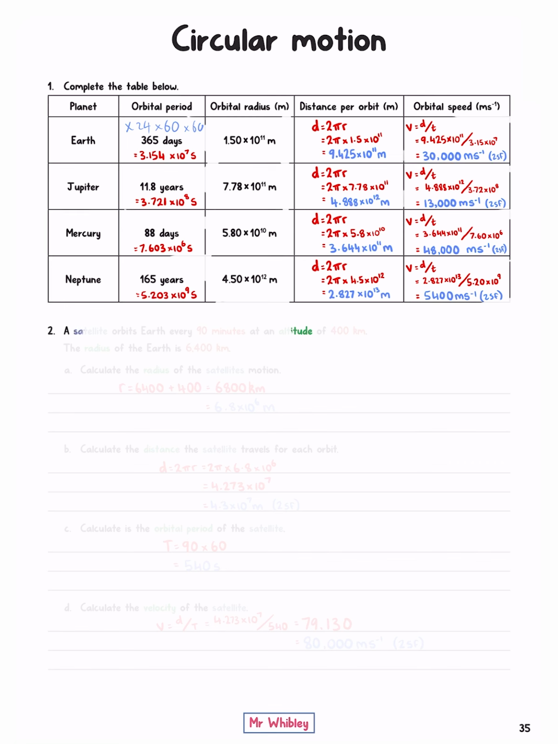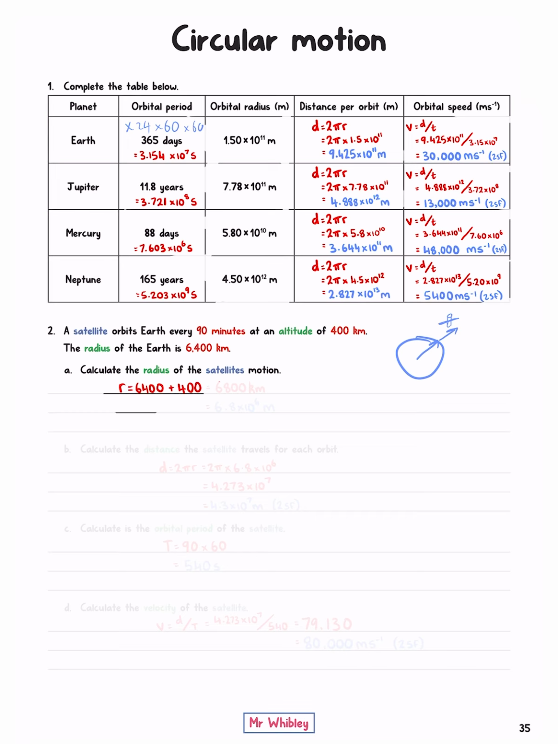Question 2. A satellite orbits Earth every 90 minutes at an altitude of 400 kilometers. The radius of Earth is 6,400 kilometers. Calculate the radius of the satellite's motion. If we imagine our Earth and our satellite above, the radius of our motion is going to be the radius of the Earth plus the altitude of the satellite.